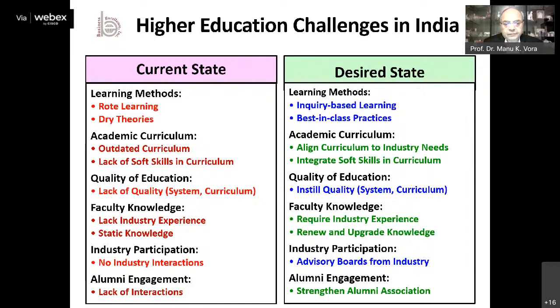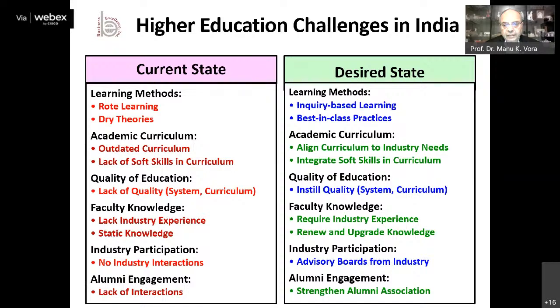Quality of education, there is a lack of quality both at the system and curriculum level. So the quality needs to be included and instilled both at the system level, at the higher level, and in all courses in the curriculum. Very important for all of us as faculty to get the proper knowledge of how industry works. So get the industry experience.